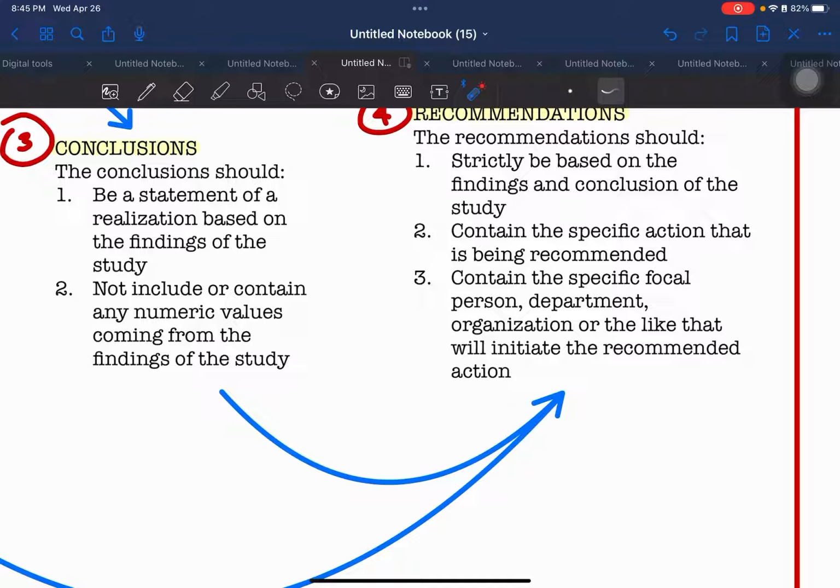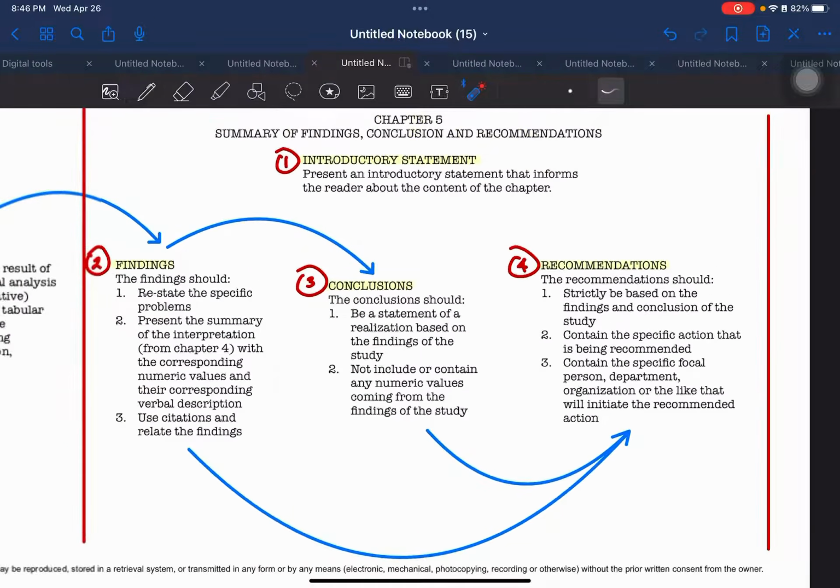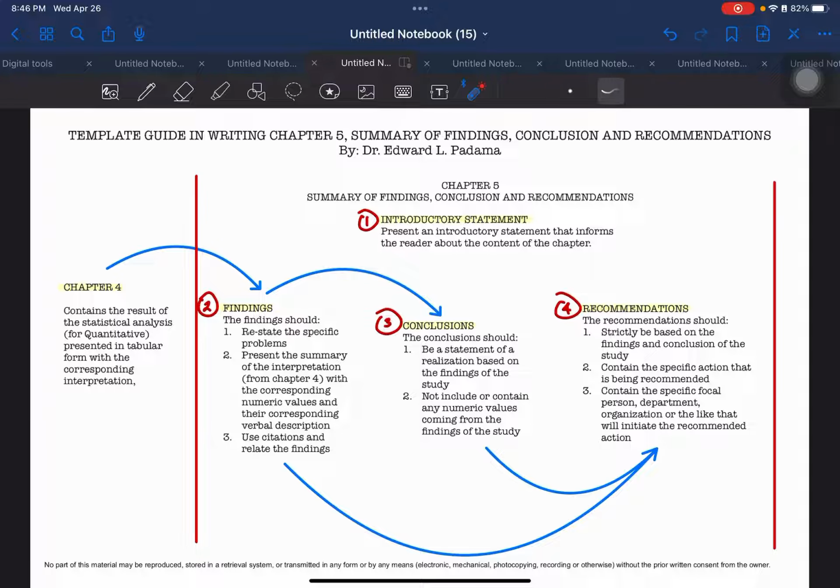And the third is, recommendation should contain the specific focal person. Not only the focal person, but this can also take the form of a department, organization, community, or the like that will initiate the recommended action. So if you have recommended an action, make sure that you also include the focal person, the department, the organization, or the community that would initiate the recommended action. So basically, this is what should be found in your Chapter 5, the summary findings, conclusion, and recommendation.